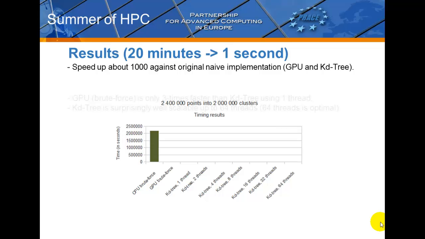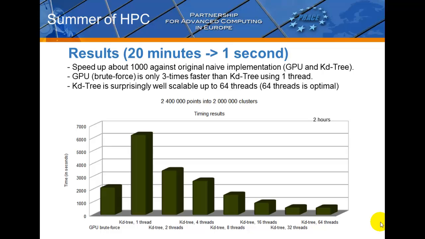When we zoom in to see something more, we can see that the KD tree algorithm is really very fast, even in the sequential case for one thread. And next, it scales great up to 64 threads. 64 threads was the optimal value, and for more threads we didn't get any extra speedup. In any case, for both parallel implementations, we reached great results and made from 20 minutes only a few seconds.